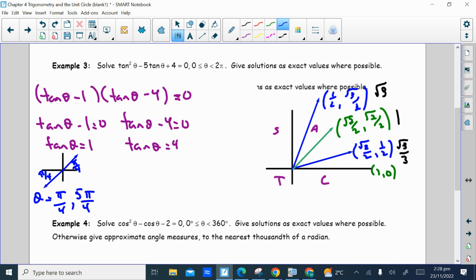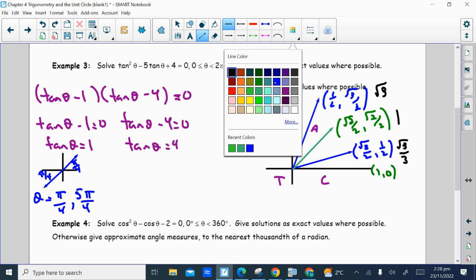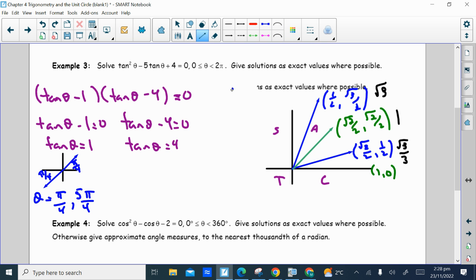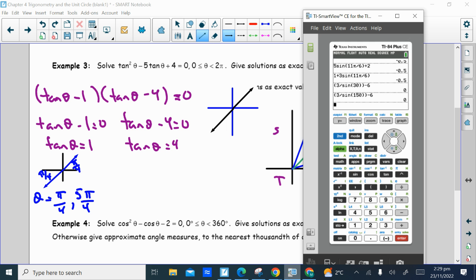Nowhere on the unit circle, though, does the tangent equal positive 4. It doesn't mean it doesn't exist. It just means you can't write it as an exact value. But once again, it's a positive 4, so we can be in either quadrant 1 or quadrant 3. And now to find the reference angle for this, we're going to have to go second function tan of positive 4 in radian mode.